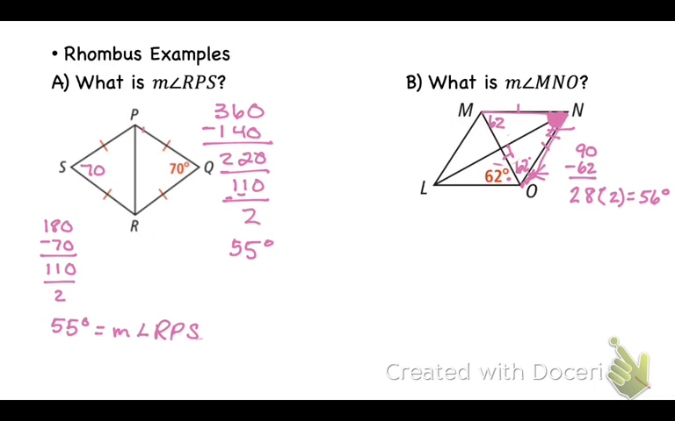Okay, now could I have also taken 180 minus 124 and got 56? Yeah. Okay, either way it works, right? Well, where do you get 124? Oh, never mind. Okay. Yeah. 62 and 62.